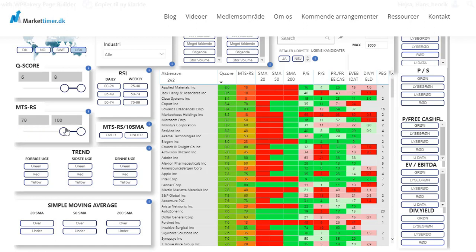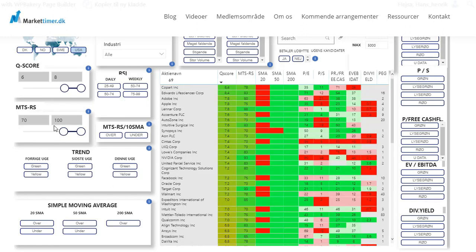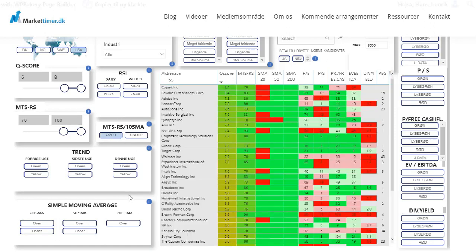So let's say, for instance, we want stocks that have a relative strength score of above 70. We are down to 69 now. Maybe we also want this relative strength score to go up, so we want it to be above its own moving average. We can tick this one off.